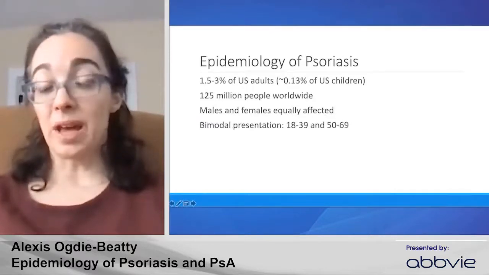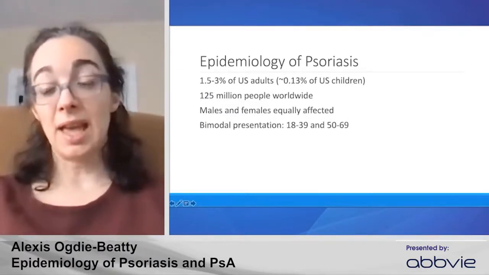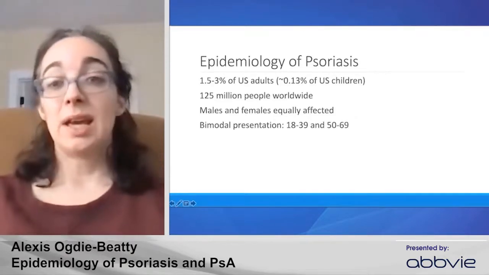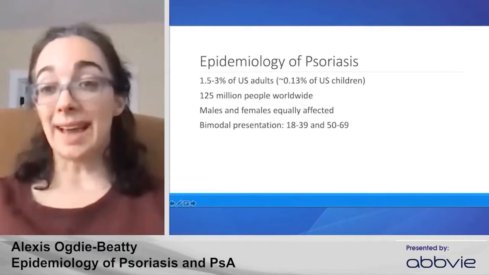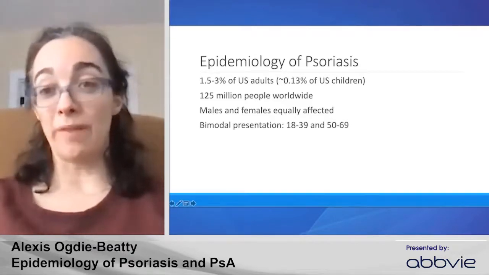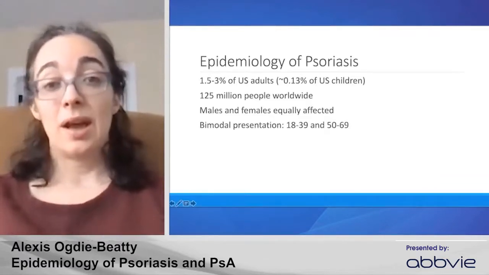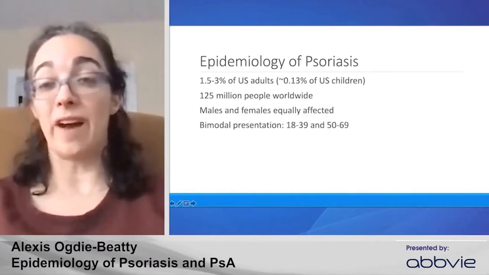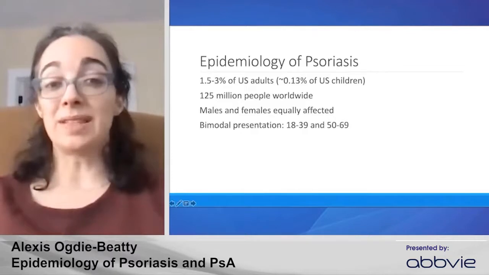So let's start with the epidemiology of psoriasis. The prevalence of psoriasis in the Western world is somewhere between 1.5 and 3%. Estimates in the US seem like they're in the 2 to 3% range. Now, this disease mainly affects adults. It's not that common in children, only about a prevalence of 0.13% among children in the US. However, it is a very prevalent disease, affecting over 125 million patients worldwide, so it's pretty common. Males and females tend to be equally affected.